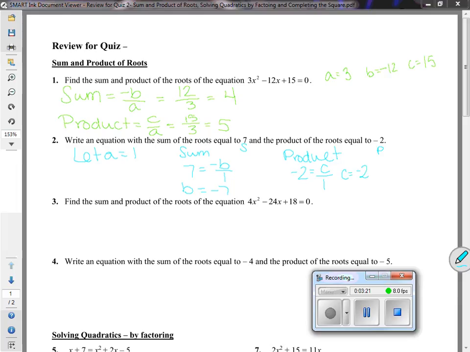So if I write my equation in the standard form of a quadratic, which is ax squared plus bx plus c equals 0, and I plug in my a, my b, and my c, I would have 1x squared minus 7x minus 2 equals 0. You have to make sure you write equals 0 because they want an equation. An equation means you have to have an equal sign, so you have to have that equal 0 in there.